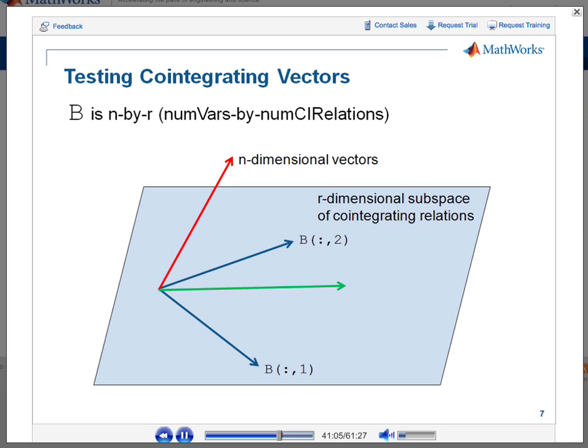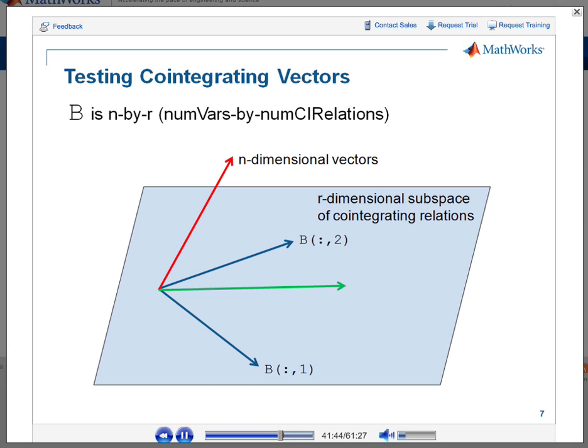So typically r is going to be less than n in the cases of cointegration, and if you look at the columns of B, the vectors that represent the cointegrating relationships, so here I've got the first column and the second column, these are going to be n-dimensional vectors, but they're going to span a subspace of dimension r in n-dimensional space. And the issue is that the estimates for A and B depend on how that factorization of the error correction term is done, and it's non-unique, and you can do it in an infinite number of ways.